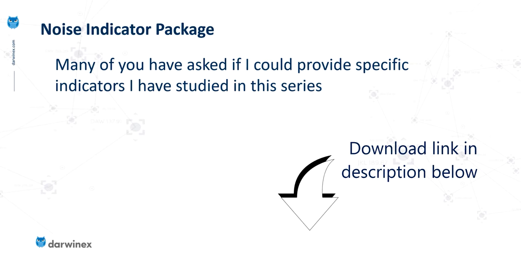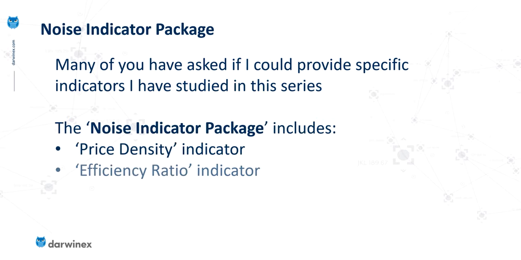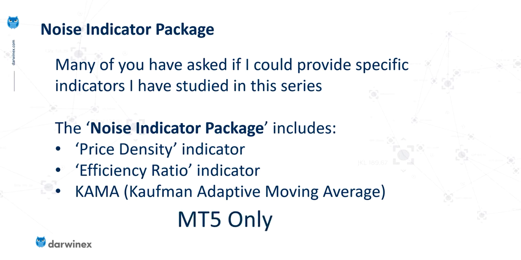And this really is in response to the comments that many of you have made on the various episodes in this series, requesting things like the price density indicator or the efficiency ratio. So I've decided to put this together, which will of course include the Kaufman Adaptive Moving Average also. But please note that these are only for MT5. Personally, I no longer use MT4. So I don't put any effort into developing EAs or indicators or anything really for that platform. And as you're probably aware, MetaQuotes also are not investing any R&D time now for the MT4 platform, and they themselves are focusing all of their efforts on MT5. So if you are still on MT4, then certainly you should give some time and consideration to upgrading.